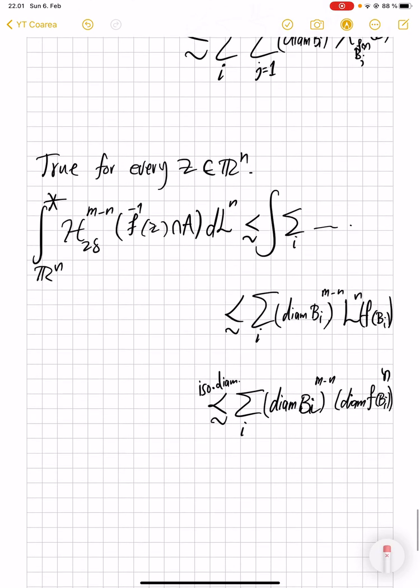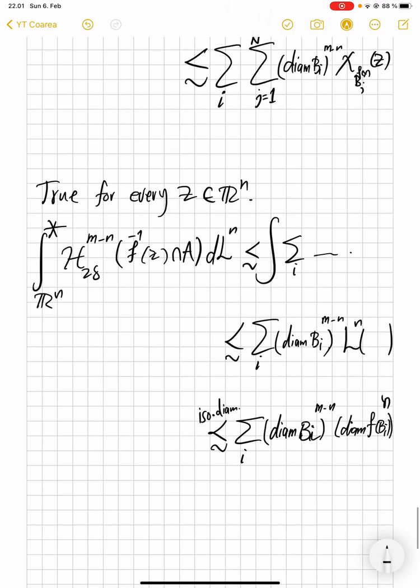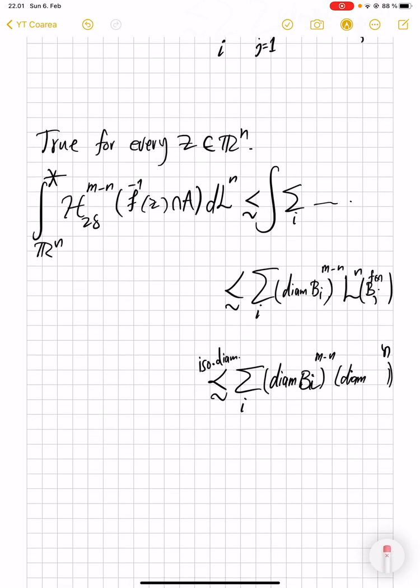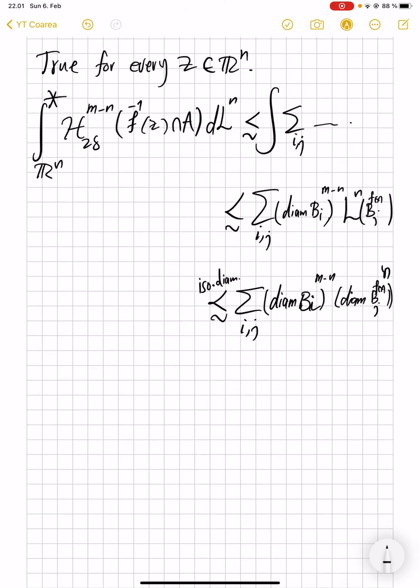Okay, now, so here instead of this, I'm having actually a ball at f of x_j. So this will be the diameter of the ball at f of x_j. And now I have summation over i and j. Now the isodiametric. Okay, now we use this fact that so this i, j, diameter of B_i's or r_i to power m minus n.